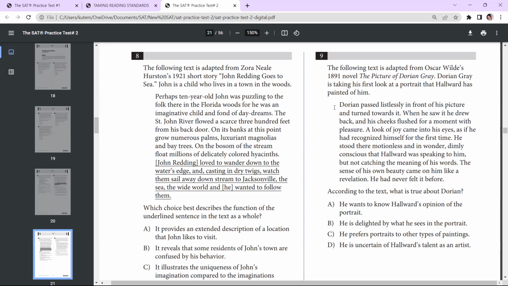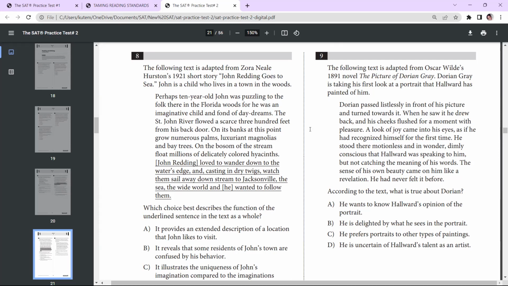A, he wants to know Howard's opinion of the portrait. B, he is delighted by what he sees in the portrait. C, he prefers portraits to other types of paintings. D, he is uncertain of Howard's talent as an artist. So what do you guys think? B? Great. Yes, ma'am, B. Are there any other opinions?